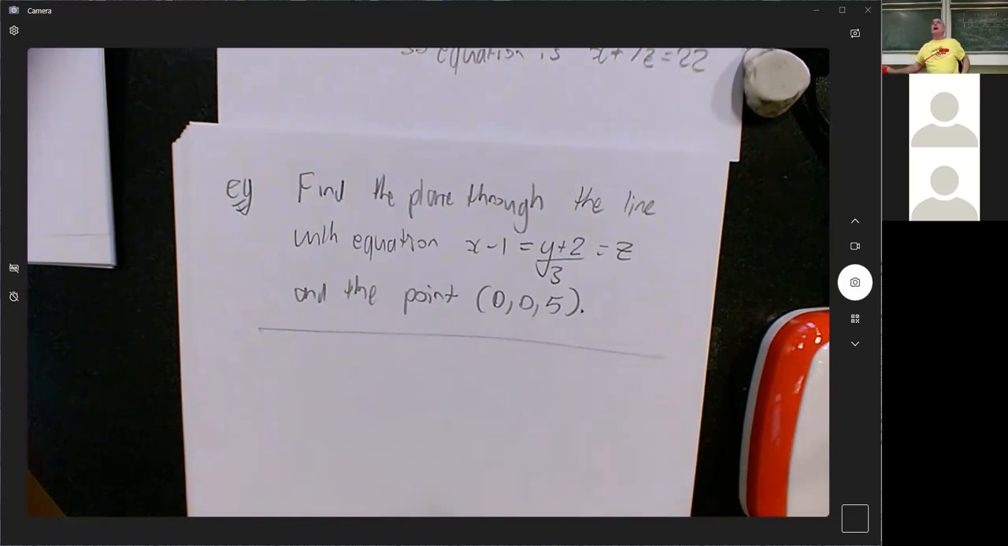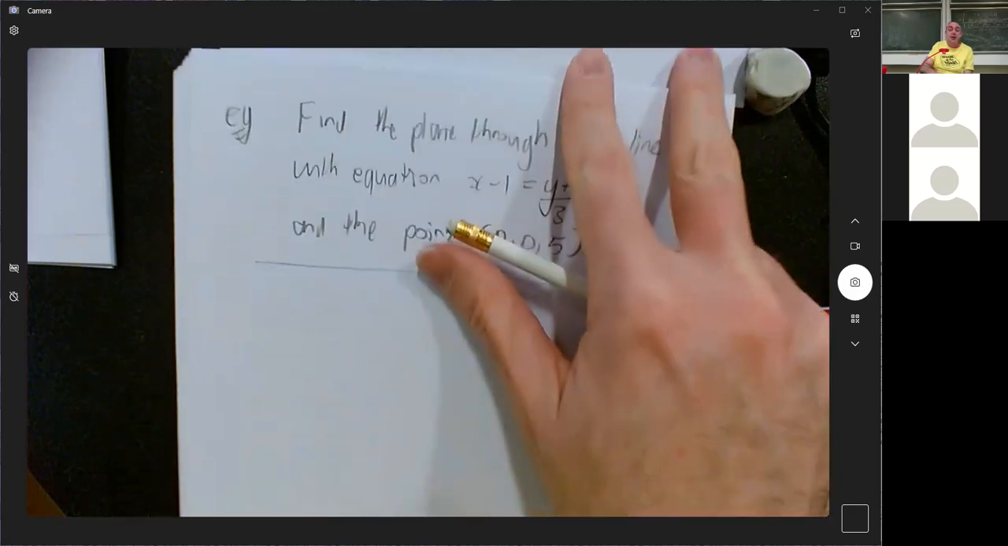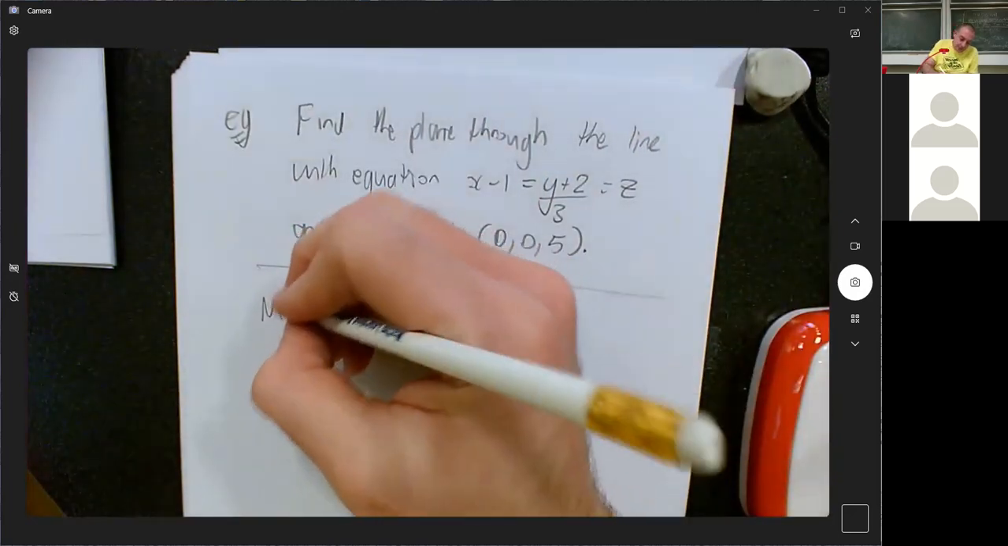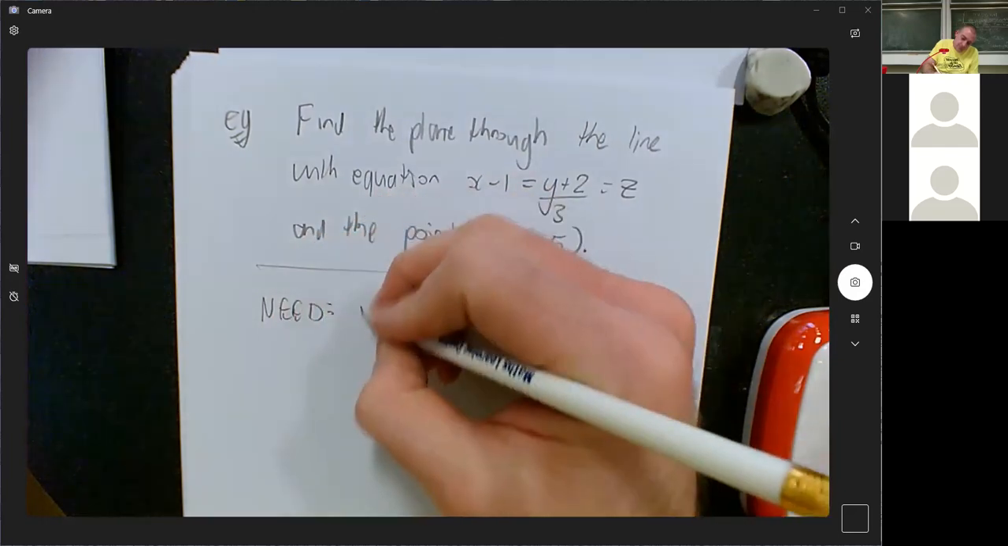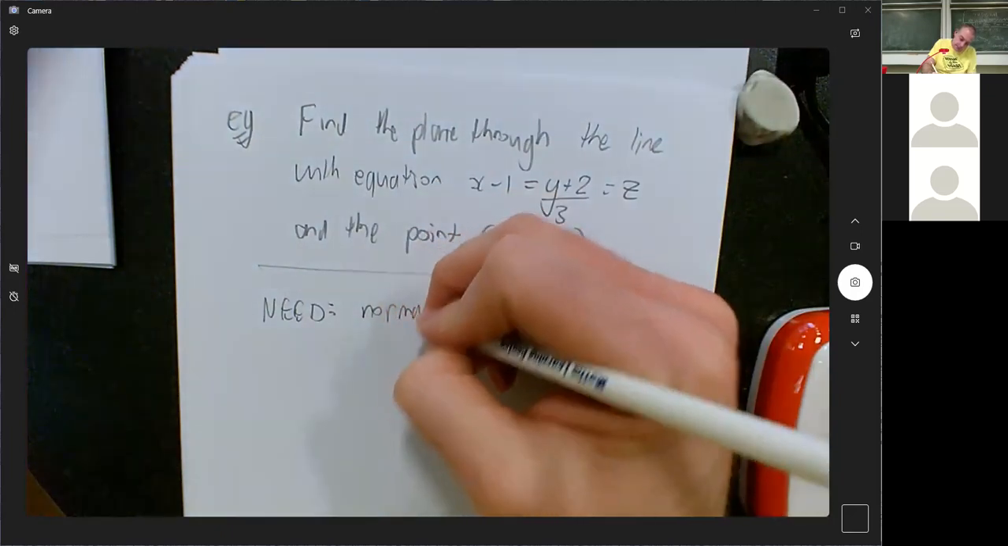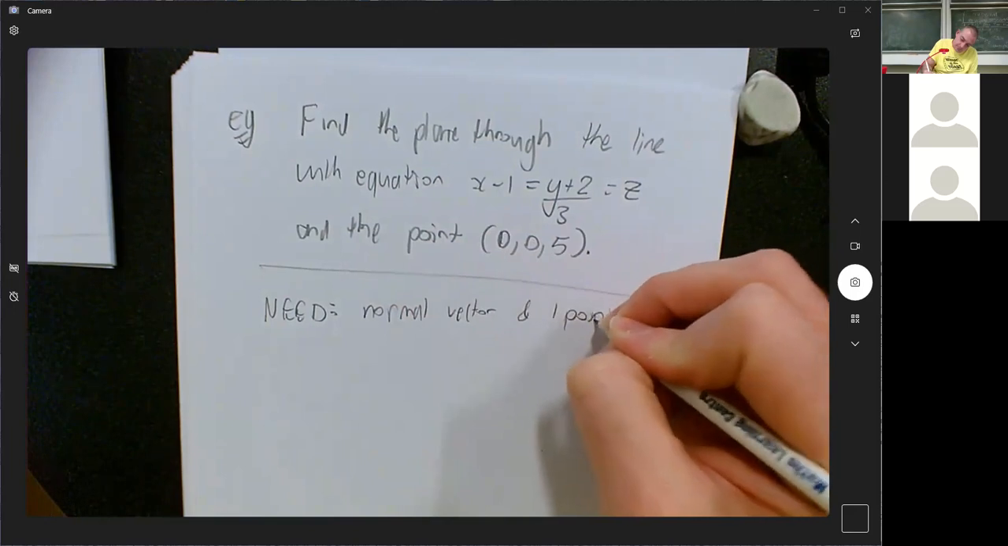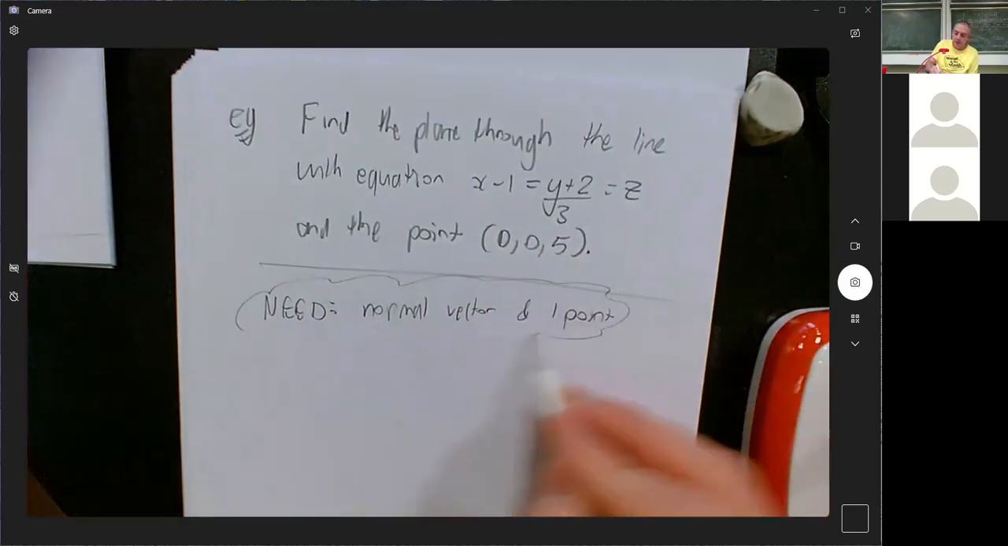Well, I know that the way plane equations work is that if I had a normal vector, I would be able to find the x, y, z part of the equation. And so that's my goal, find a normal vector. And if I have any one point in the plane, I can do the same thing I did here and it'll tell me what the number part is. And so I need a normal vector and one point. That is what I need.